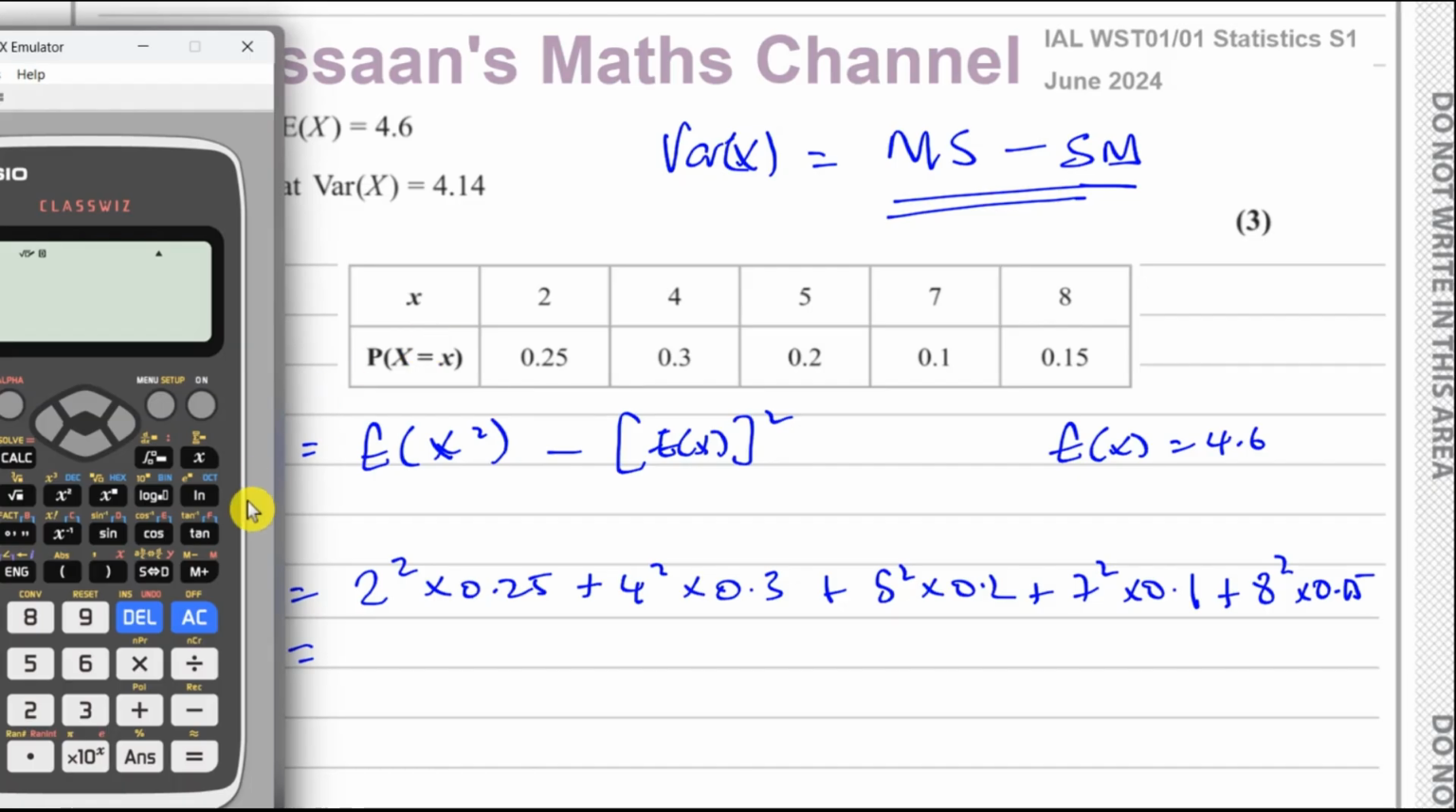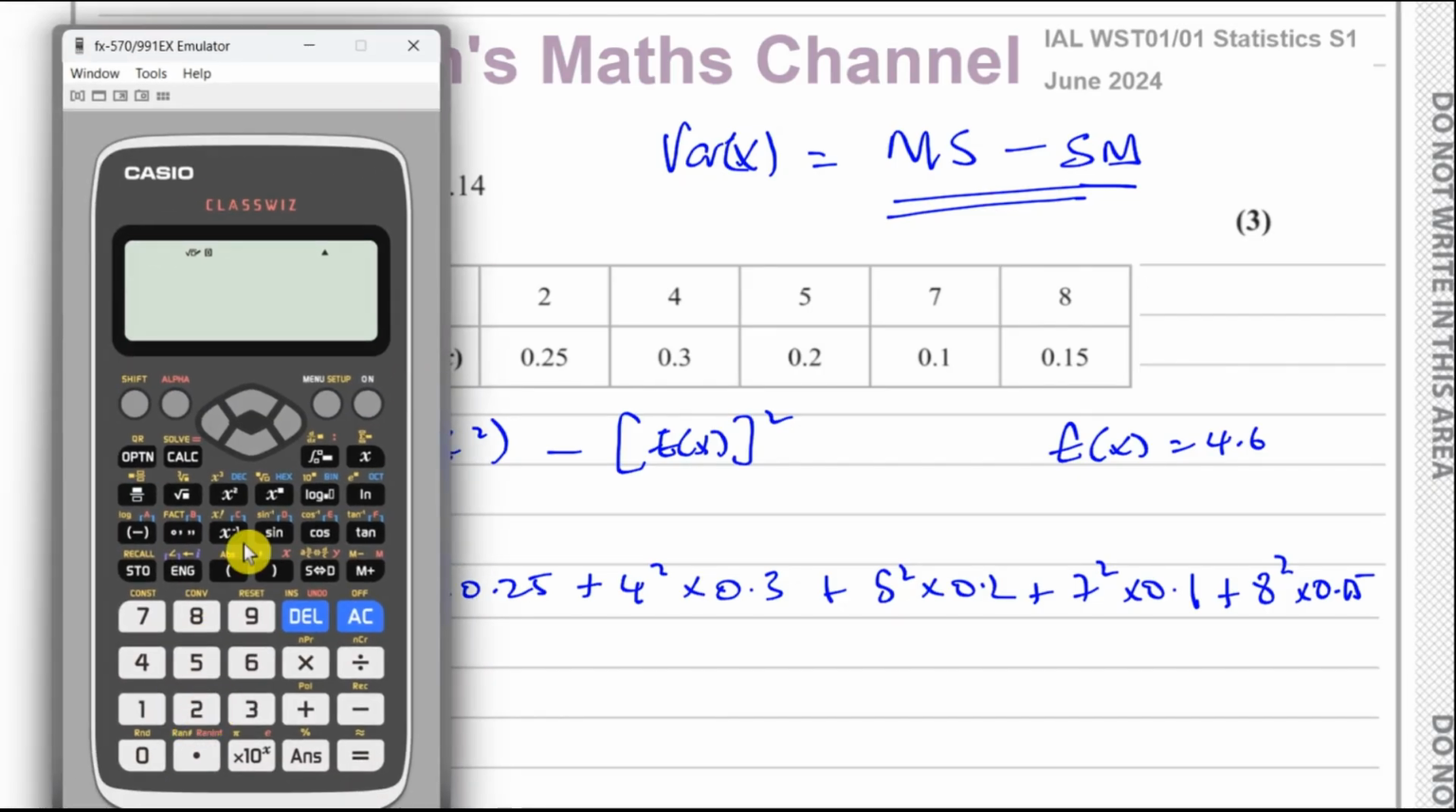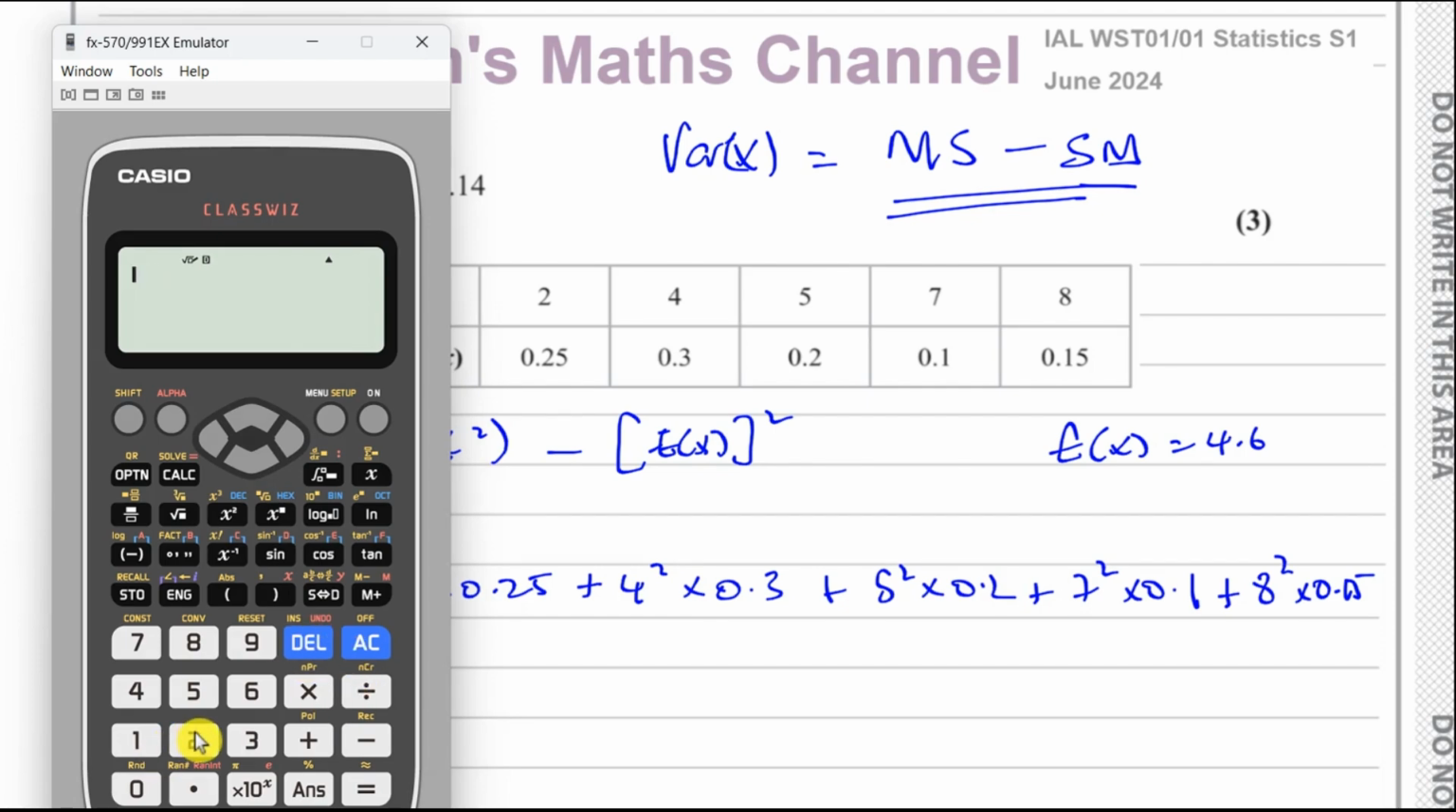So as I just mentioned here, we're going to have 2 squared times 0.25 plus 4 squared times 0.3 plus 5 squared times 0.2 plus 7 squared times 0.1 plus 8 squared times 0.15. And that gives us 25.3.